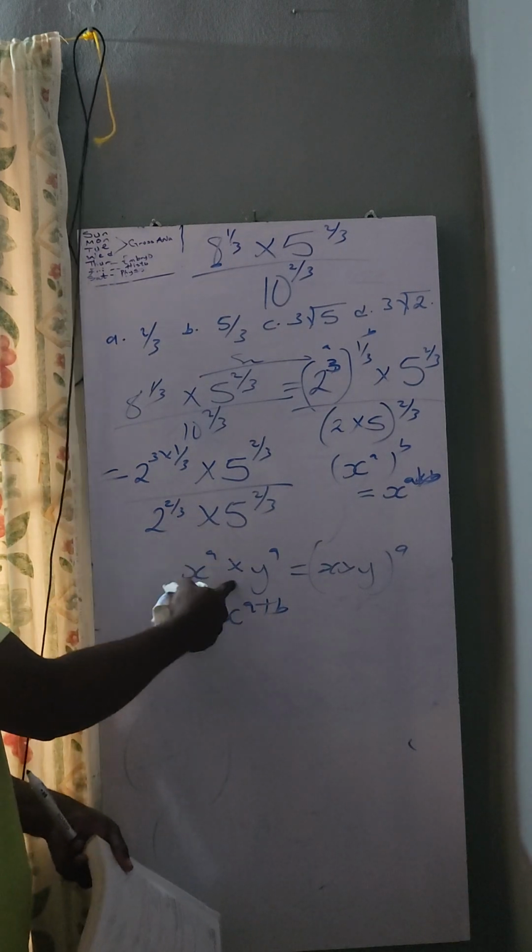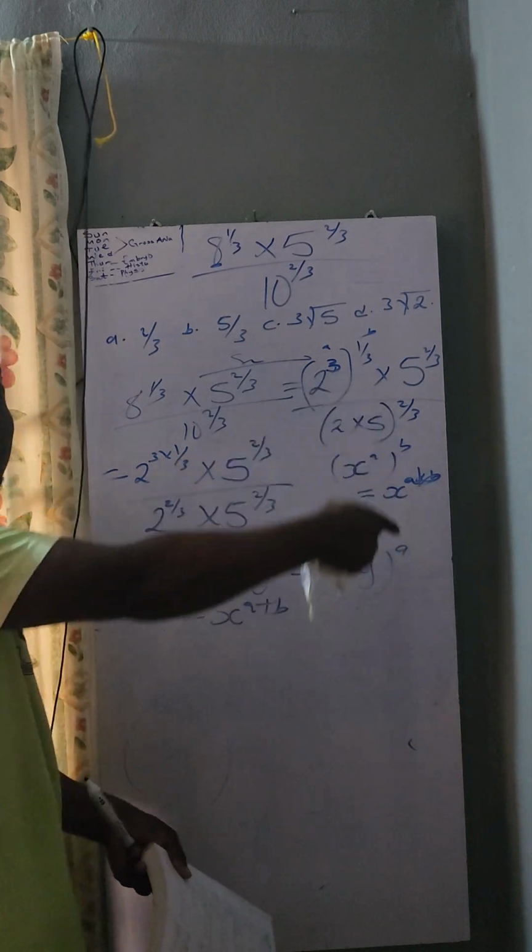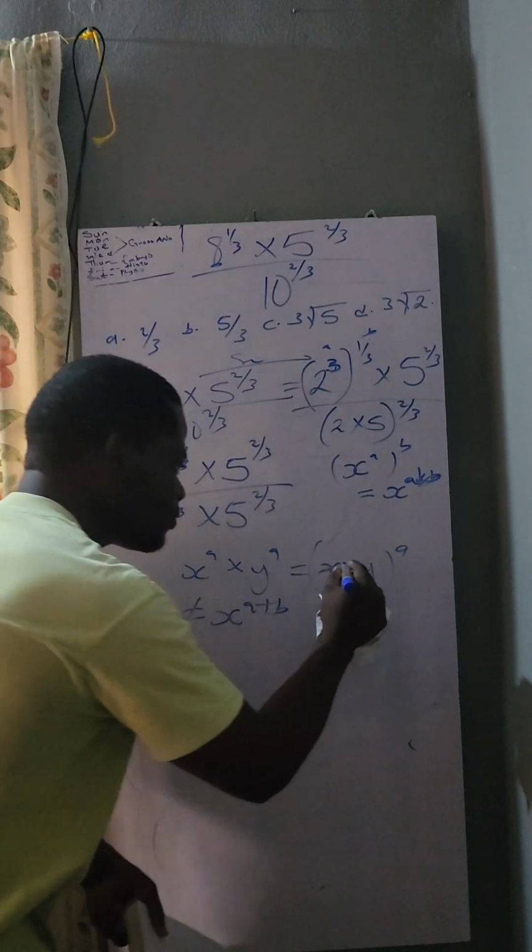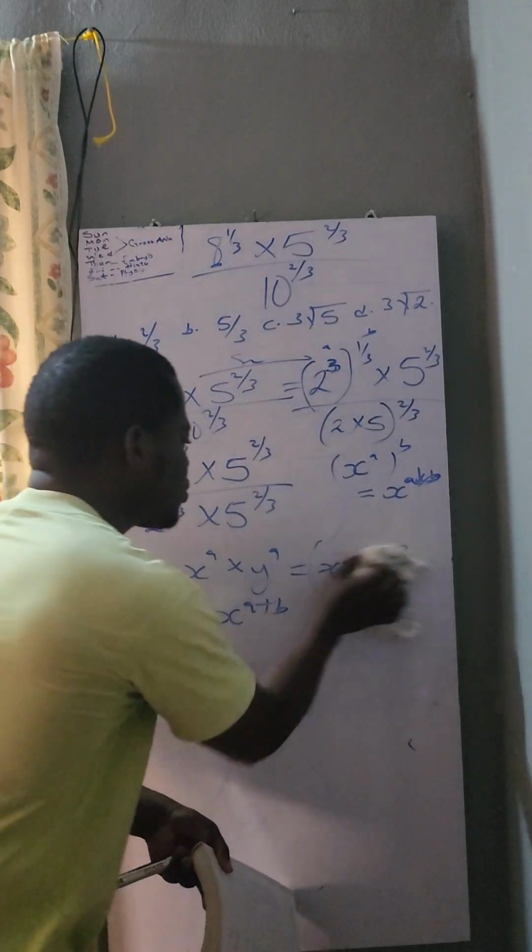X raised to power a times y raised to power a will become x times y, in brackets, raised to power a. Write it down as well. Okay, now let's continue.